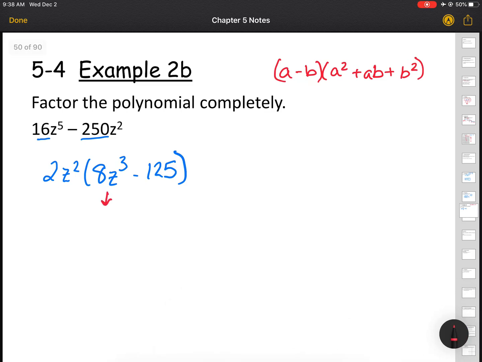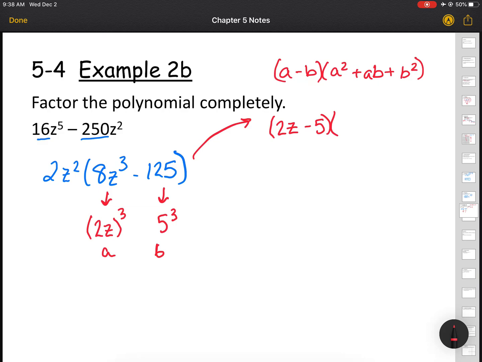Because 8z cubed is the same thing as 2z cubed. So my first term here is a, and then negative 125 is actually a perfect cube as well. 125 is the same thing as 5 cubed. So 5 is my term b. So if we rewrite this up here using that info, my first term was 2z, and my term b was 5. So there's my first factor.